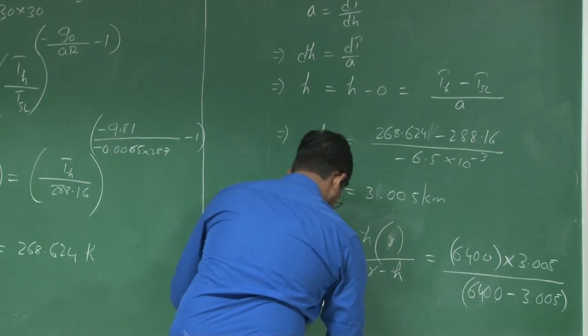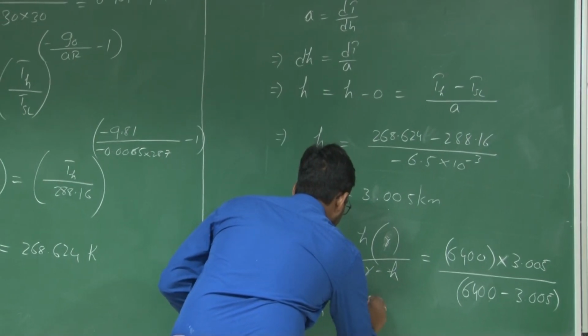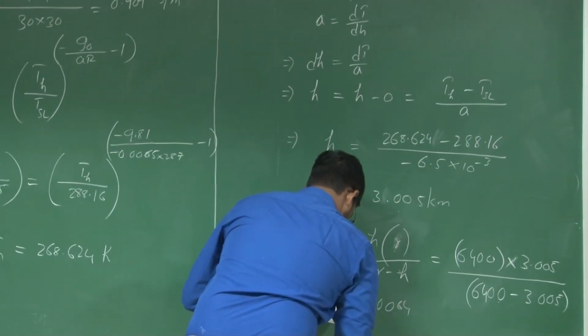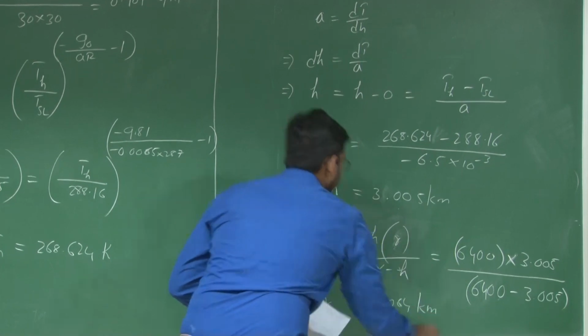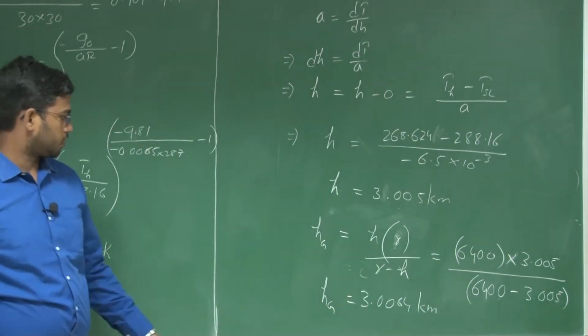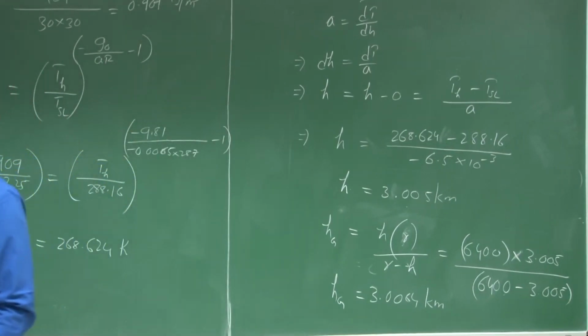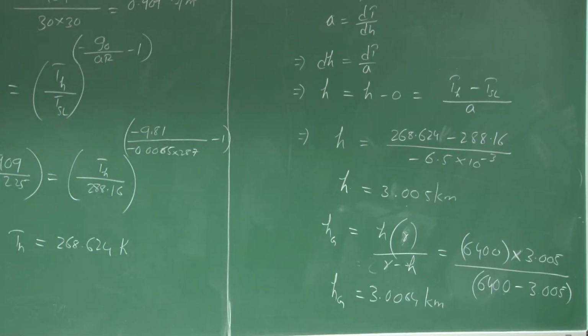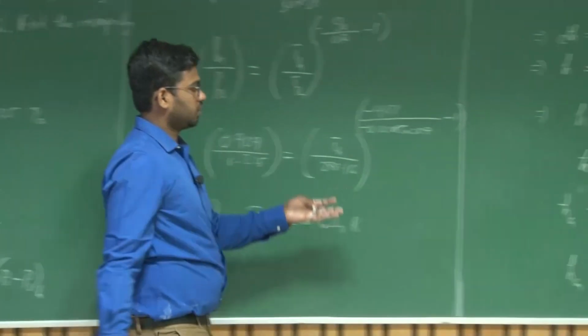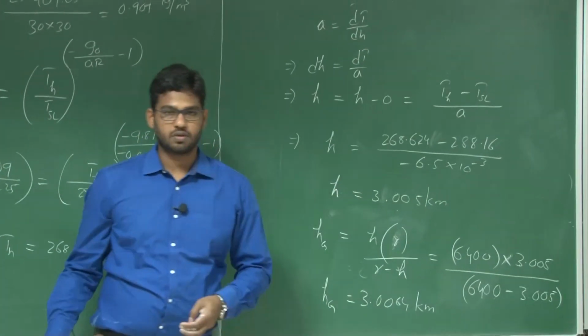Hg is 3.0064 kilometers. So you're approximately flying at 3006 meters, right? So the altitude of flight is approximately 3 kilometers. You can consider that the difference between geometric and geopotential altitude is very, very less here.